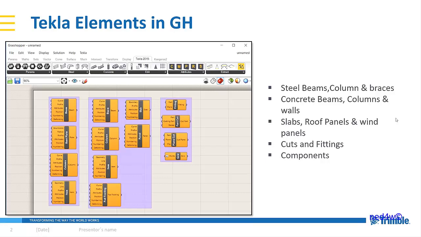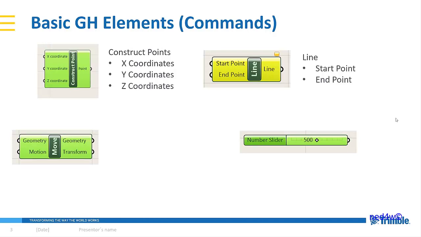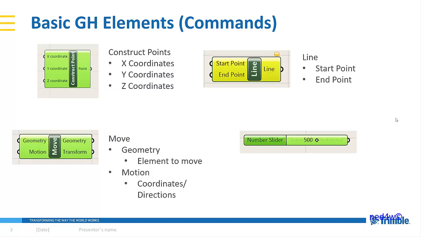use later. First of all, we have these steel beams, column, concrete beams, slabs, cut and fittings, and also the grids. And the basic Grasshopper elements command, we have these points wherein you have the X coordinates, Y coordinates, and Z coordinates. You have the lines connecting the start and end point. You have the geometry move. This one is something like similar to our copy command.